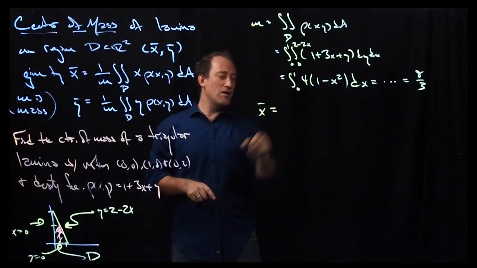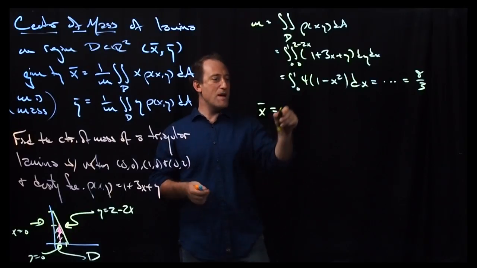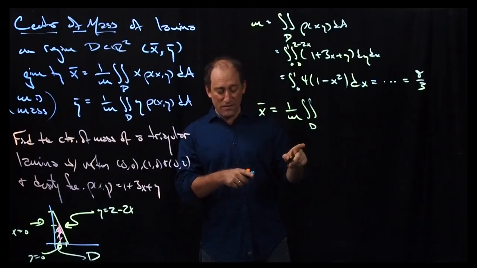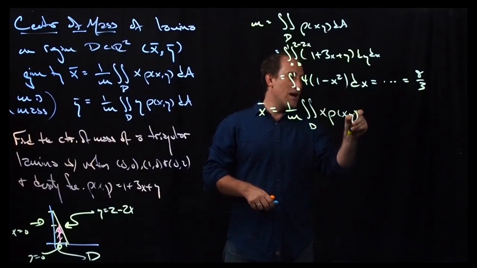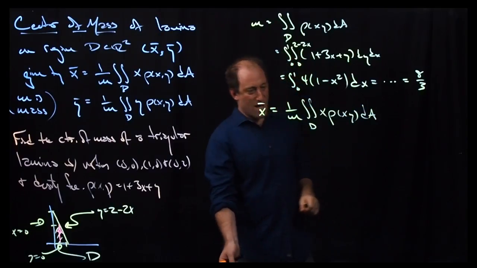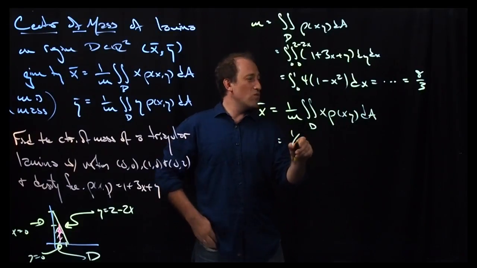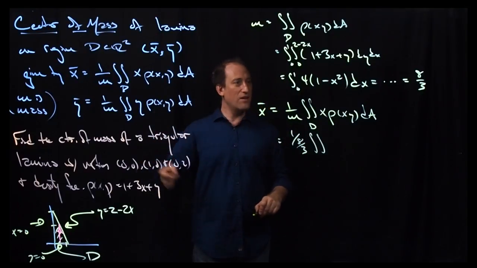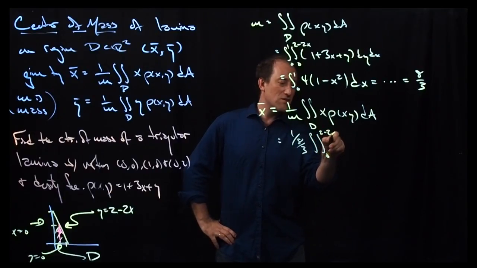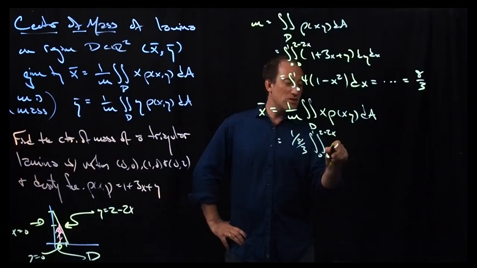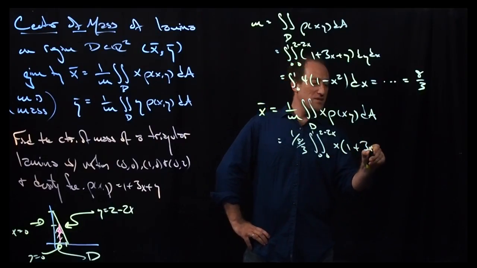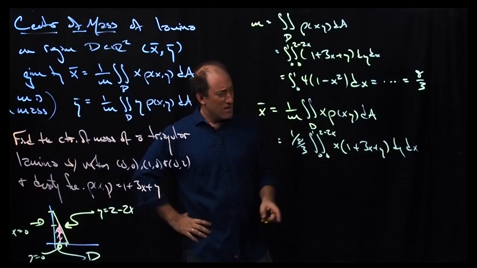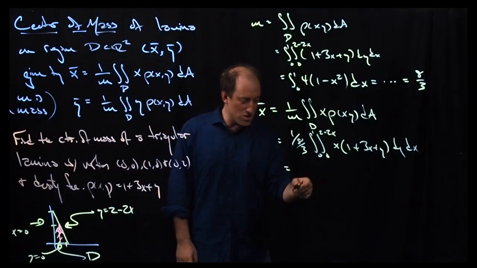So, what then of the x component of the center of mass? It's going to be 1 over m, double integral over the region D, not of the density function, but of x times the density function, dA. All right, so this will be 1 over 8/3 times the double integral. Again, I'll go up, down, left, right. So 0 to 2 minus 2x, 0 to 1. And now it's going to be x times 1 plus 3x plus y dy dx. This is now a straightforward double integral over the region described there.